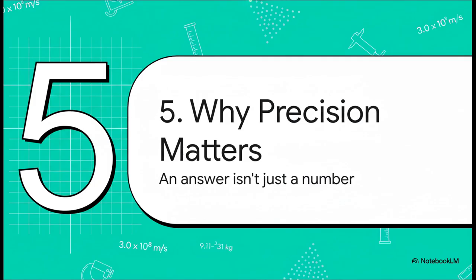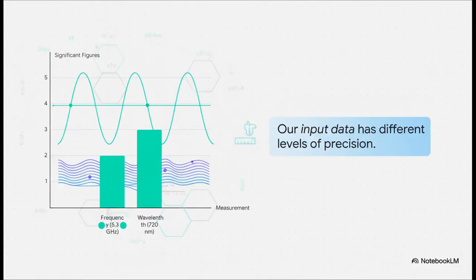You see, an answer isn't just about getting the right digits. It's about understanding how much you can actually trust those digits. It all comes down to precision. So let's look back at the numbers we started with. Our frequency was 5.3 gigahertz. That has 2 digits that we're confident in, so we say it has 2 significant figures. Our wavelength was 720 nanometers. That has 3 significant figures, the 7, the 2, and that final 0 is also counted. What this tells us is that our 2 measurements were made with different levels of precision.